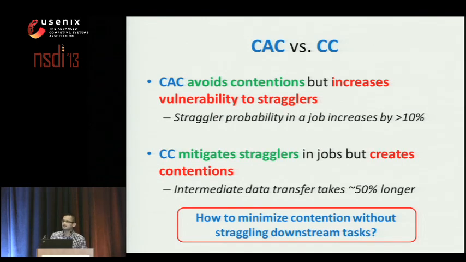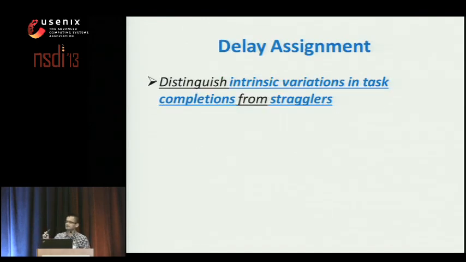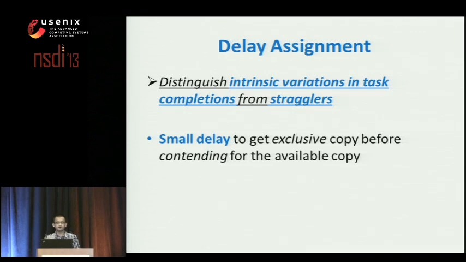The key insight in our solution is to distinguish intrinsic, perhaps small variations in task completions and task durations from the stragglers. If we can do this, then we can have a small delay to get the exclusive copy of the output, to see if the upstream tasks finish before we go ahead and contend for the available copy that is there.